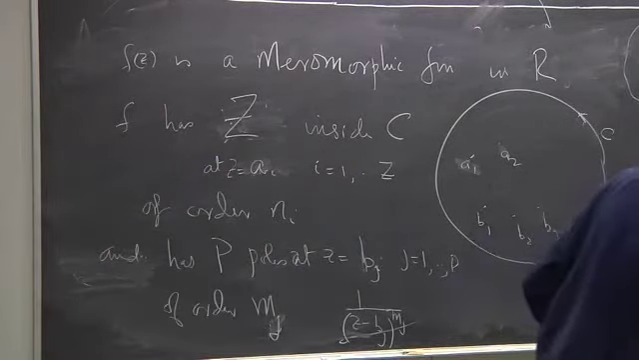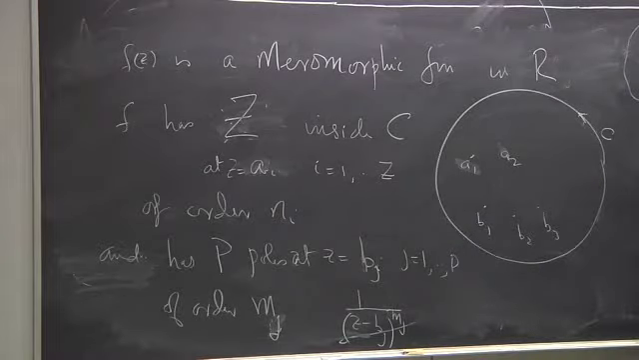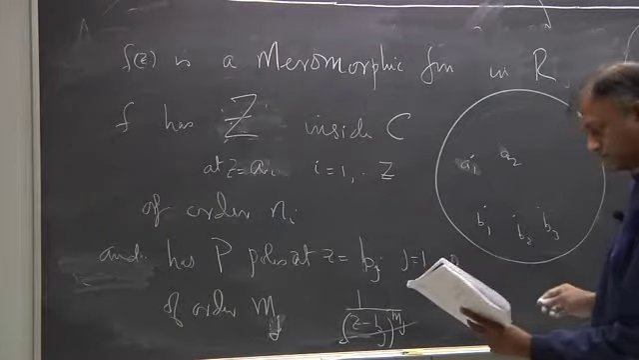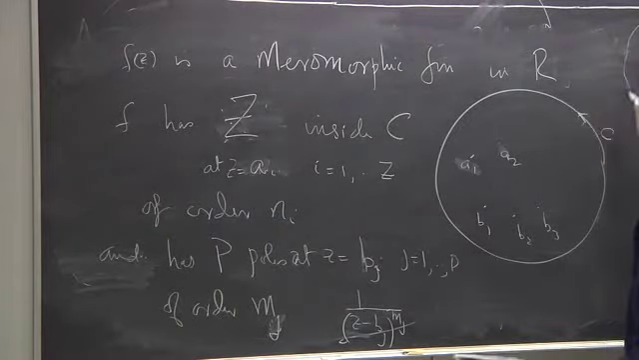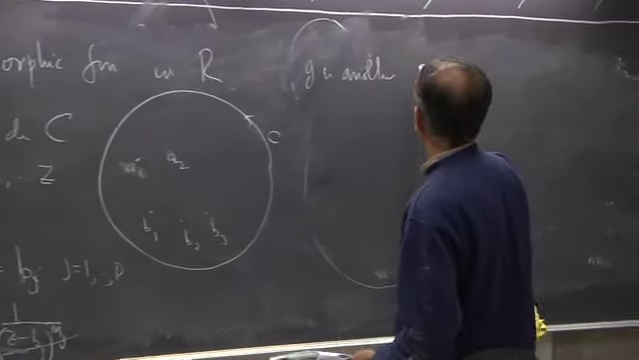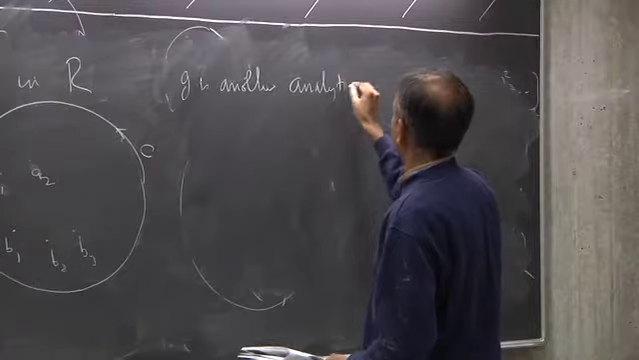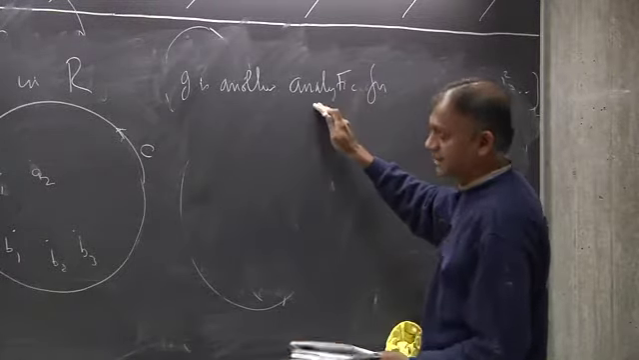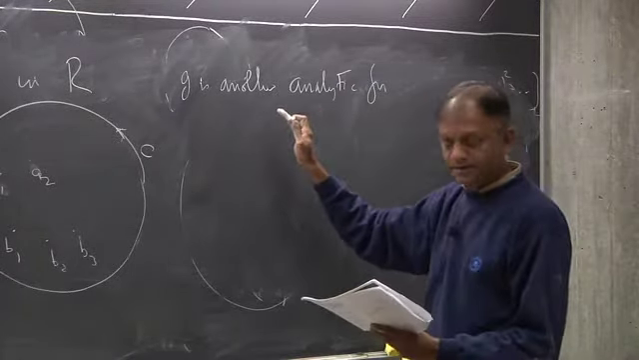Then the theorem says the following. Also, further, let's suppose a function g is given. So this is all about f, and g is another analytic function. It has no poles anywhere inside. It may have zeros and so on, but it has no poles. It is an analytic function in R.